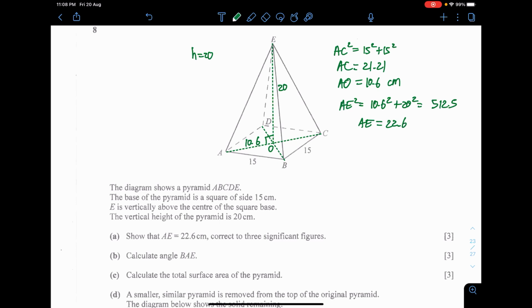Next, calculate the angle of BAE. So now we have AE already, 22.6. This is a right pyramid. What I mean by that is all of the lengths of AE, BE, CE, and DE are all equal. So I'll put 22.6 on the EB also. AB is 15. I want to find the angle of BAE. Now this is basically just an isosceles triangle. Imagine that this is the triangle BAE.